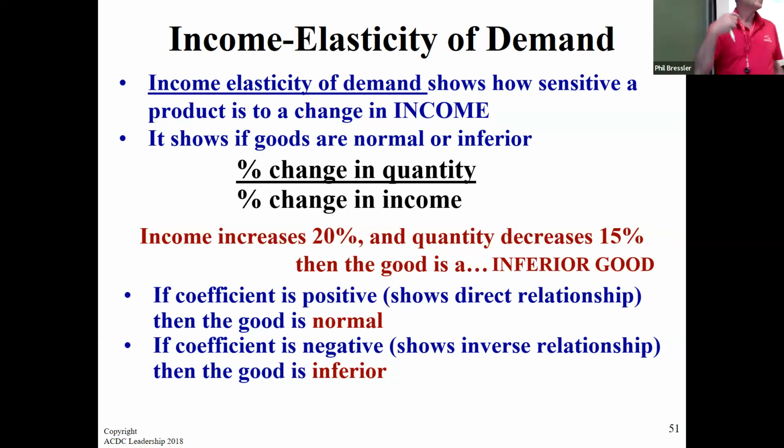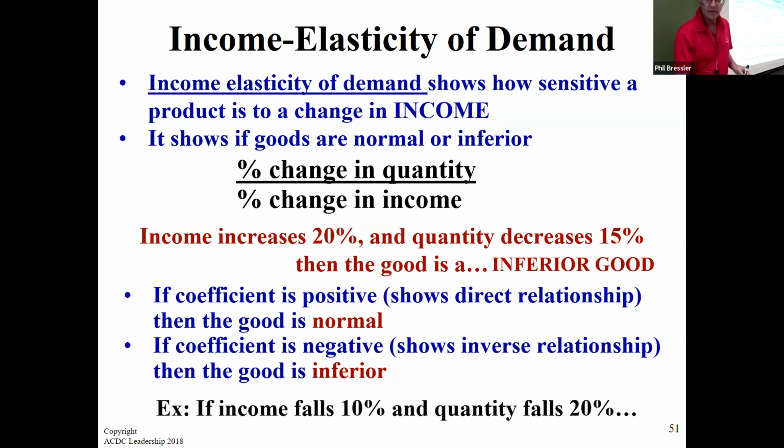And by the way, notice that Barack was able to tell me it was an inferior good without even plugging in the formula. If one's positive and the other's negative, you know it's going to be a negative coefficient. You don't even really got to plug in the formula there. Stephen, if income falls 10% and quantity falls 20%, what type of good? Normal, right? Because two negatives there would be a positive.